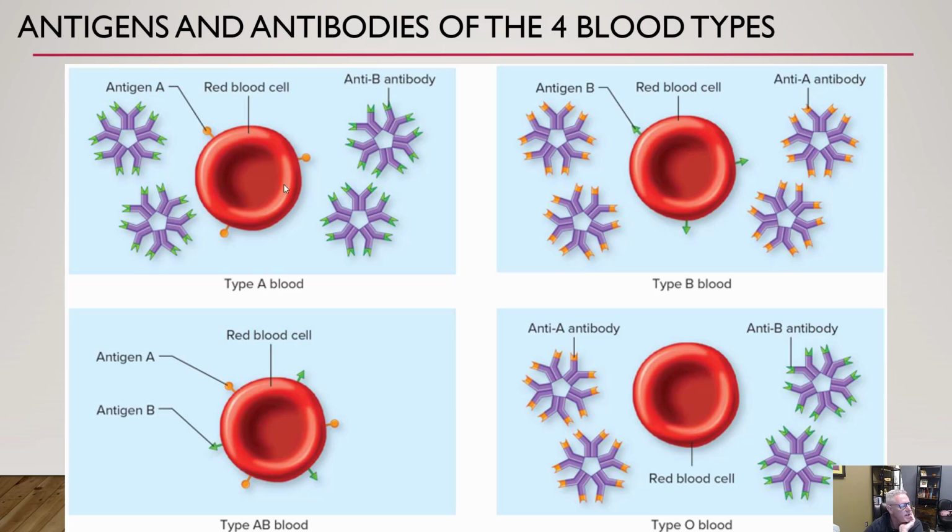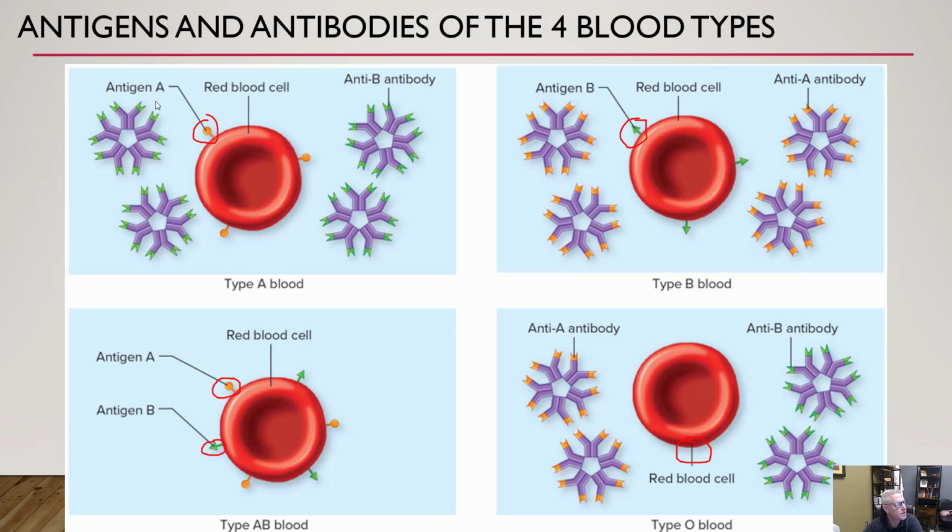We have our red blood cell, and then we have this antigen molecule. There's our type A, there's our type B blood. And then there's our type AB blood. And then our type O actually doesn't have any antigens on them.